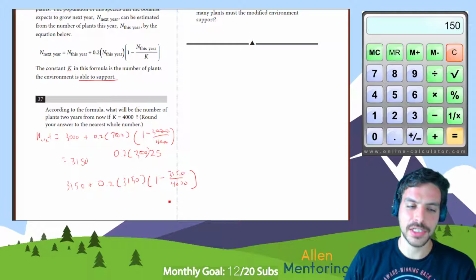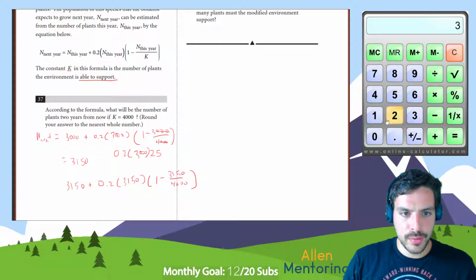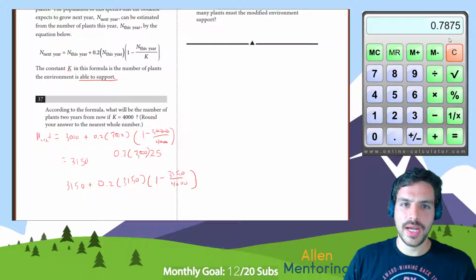N doesn't change. So now we'll have to use our calculator. 3,150 divided by 4,000, 0.7875. Okay, and we're going to do 1 minus that.